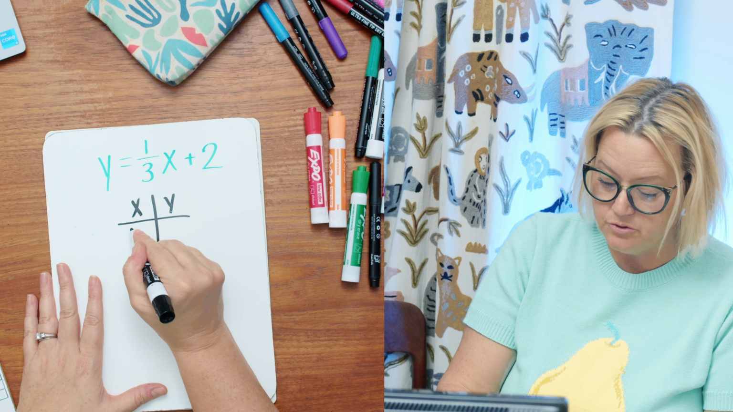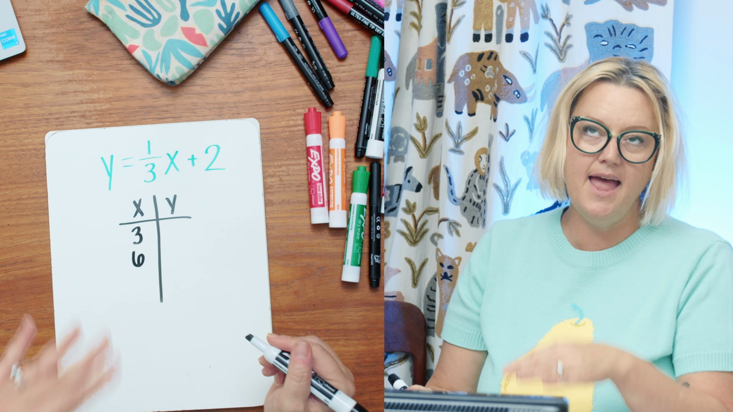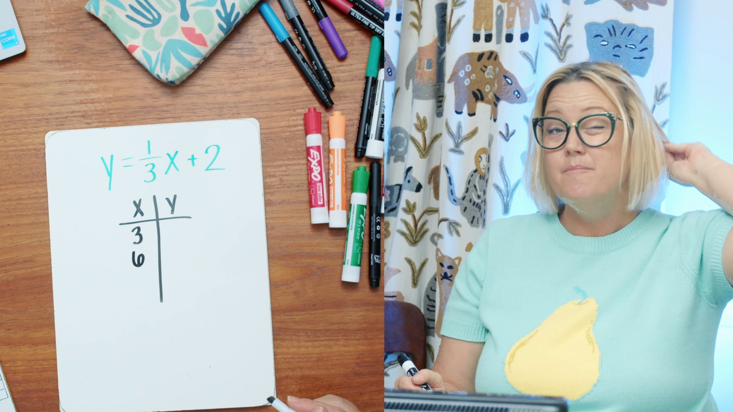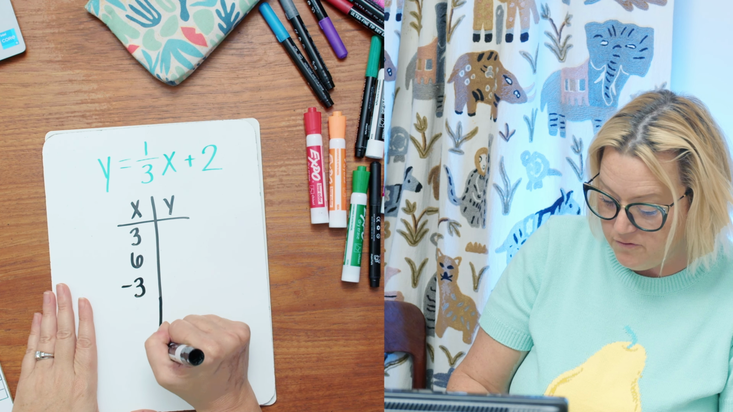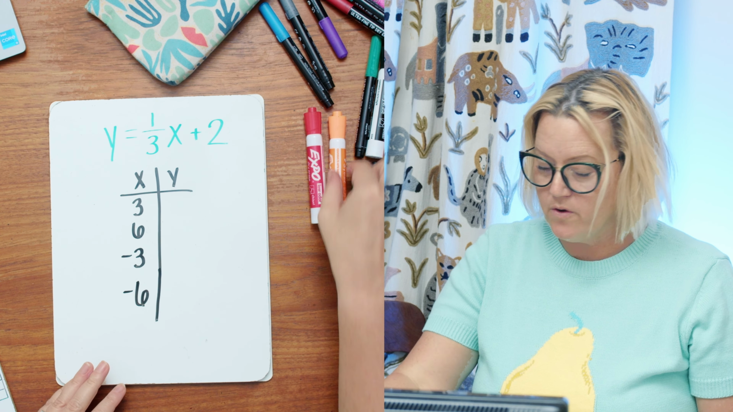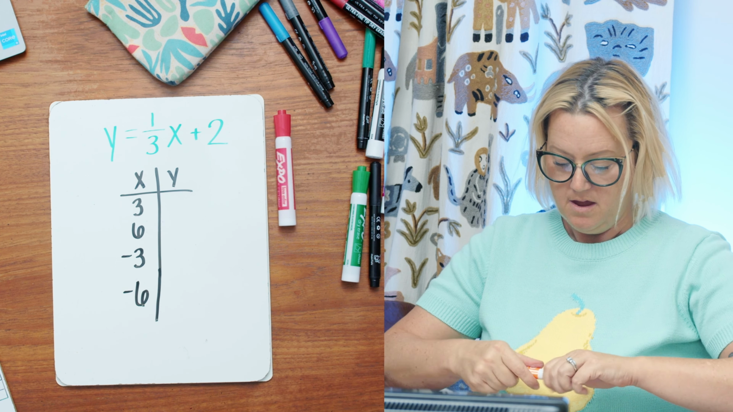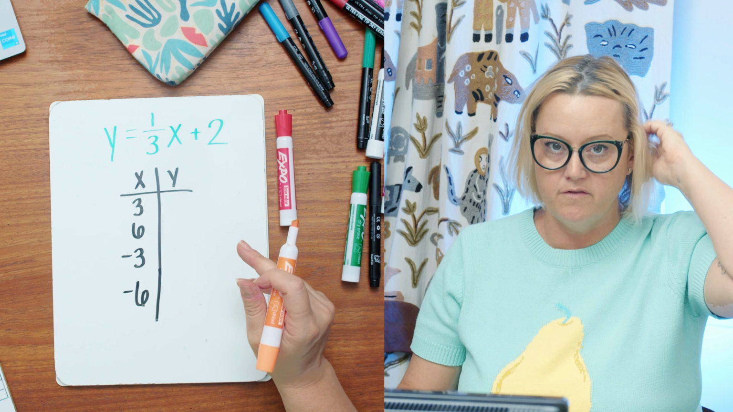So maybe I'll choose 3. Maybe I'll choose 6. And then I want to make sure that I do some negatives, so I'll do -3 and -6. I'm going to plug these in, substituting these values for x and then solving for y.